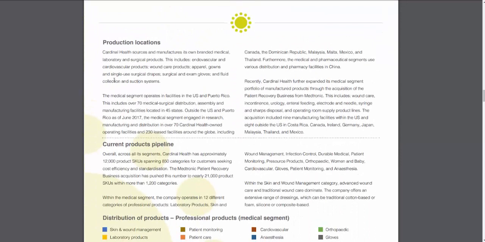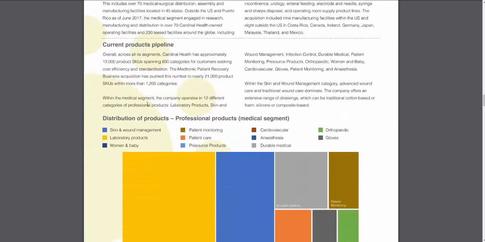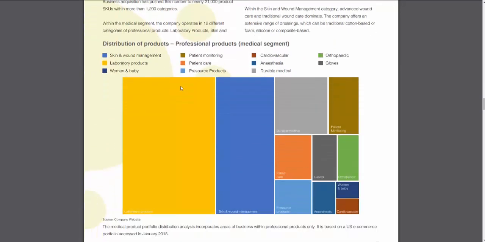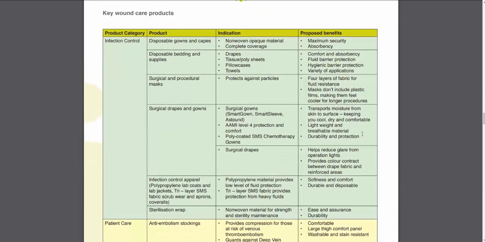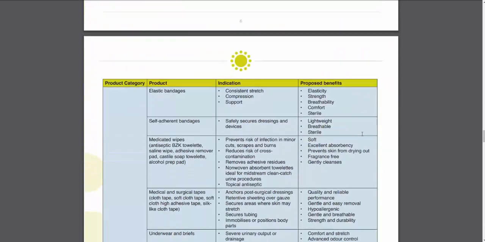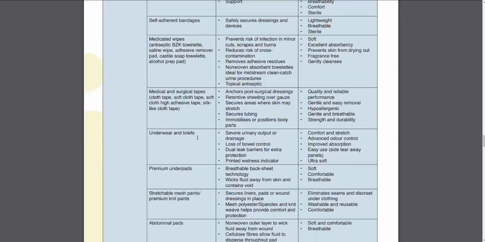And this next section then talks about the production locations, and then looking at these companies' product pipeline as well, so how their products are distributed. And you can see which of the leading categories there, just based on the size of these boxes, let you know what these companies are offering and which are the biggest products for them. And then these actual product listings here talk about the product category, the products themselves, the indication, and then the benefits of those products. So this is very interesting as well to know what these companies are actually offering. You can see we've listed all of these over here.